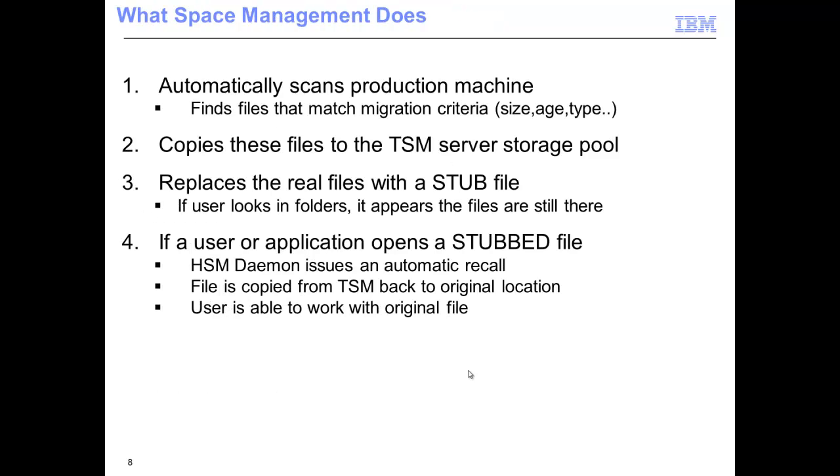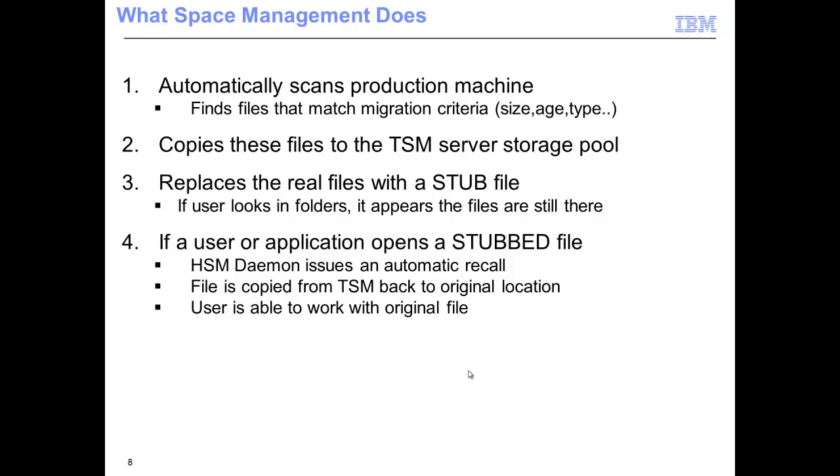So what exactly does space management do? First of all, it scans the file systems where space management has been set up, and it identifies files that meet the space management criteria. And we'll talk about that criteria here in a bit. It then takes these files and copies them over to the TSM server and the TSM server storage pool, where it stores them. Then it replaces the original file on the production machine with a stub file.